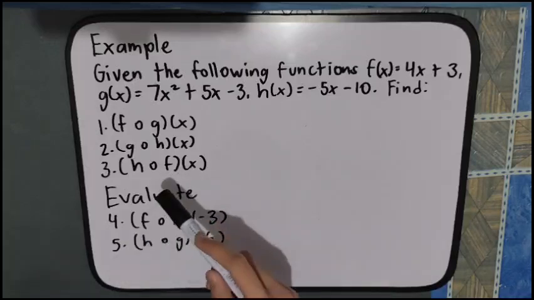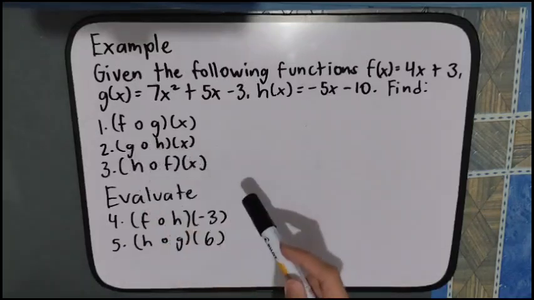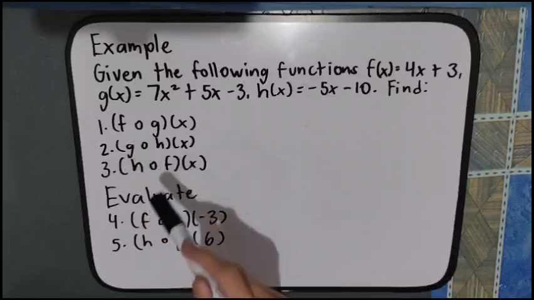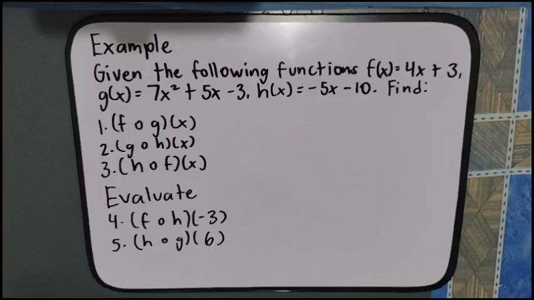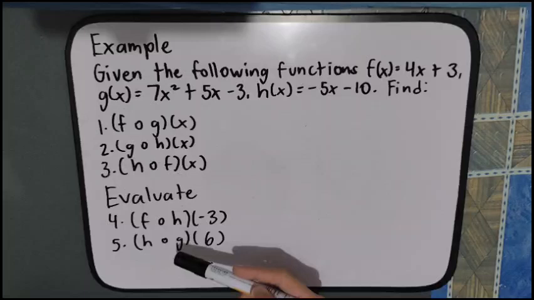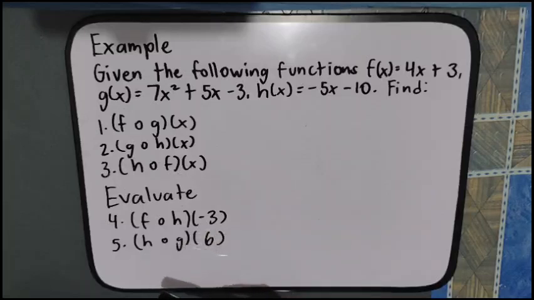First, we need to find f of g of x, then second, g of h of x, then third, h of f of x. Then, after finding them, our last 2 examples will be evaluating composite functions. We're going to evaluate the 4th example, f of h of negative 3, and the 5th example, h of g of 6. So we are going to start with the first part, combining the functions into one.